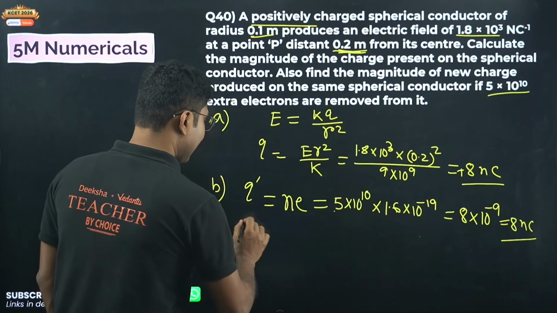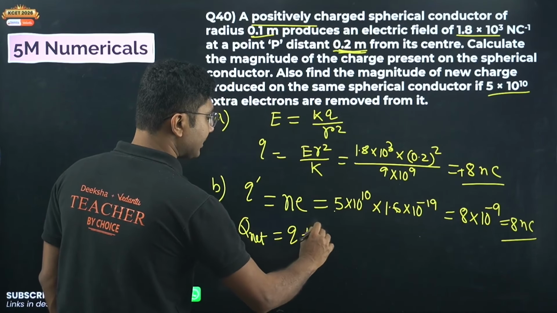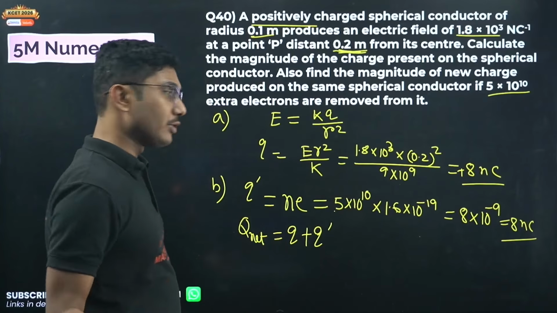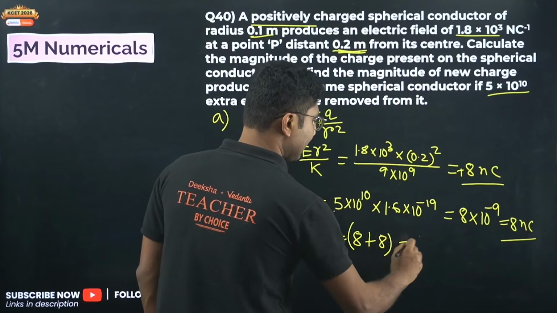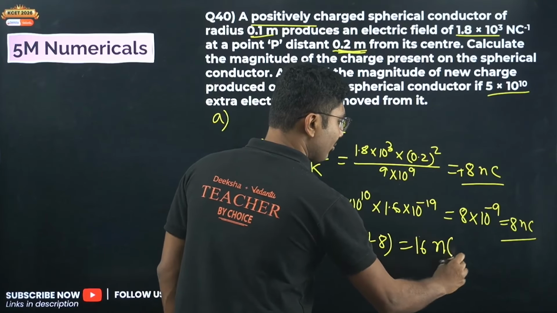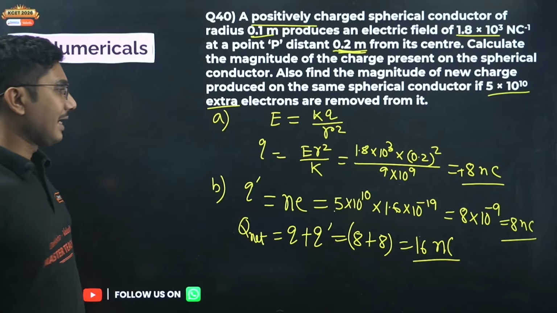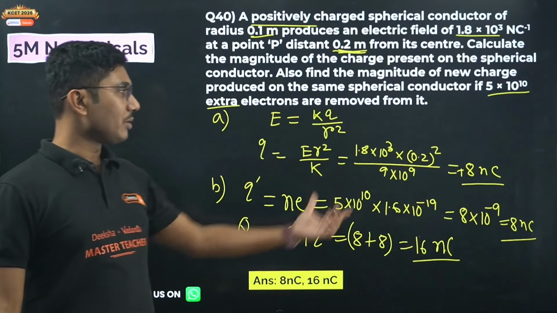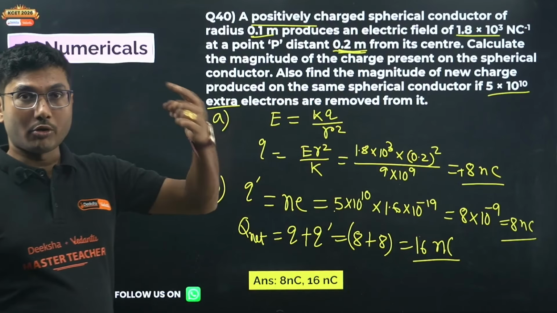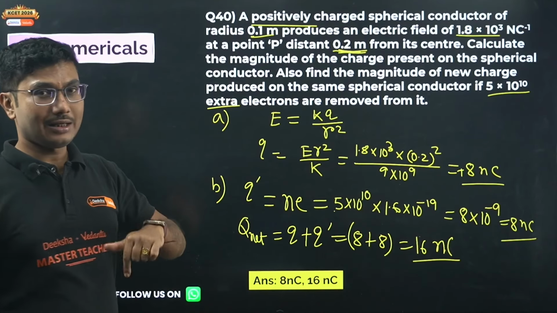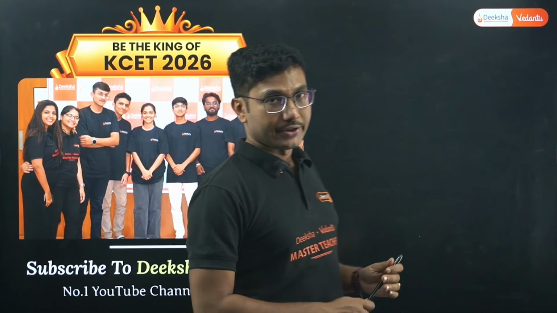So what is the net charge now? Net charge is whatever was the previous charge plus how much positive you have made it. So 8 plus 8, that is 16 nanocoulomb. So the net charge of the sphere is now 16 nanocoulomb. So the correct answer is 8 nanocoulomb for the first part, 16 nanocoulomb for the second part. This is from your model question paper that is there this year. There is only one paper that has a numerical question from this chapter, and we have solved it, right?